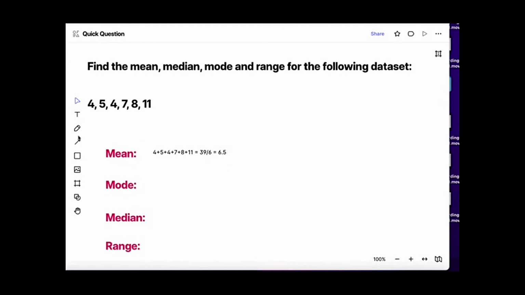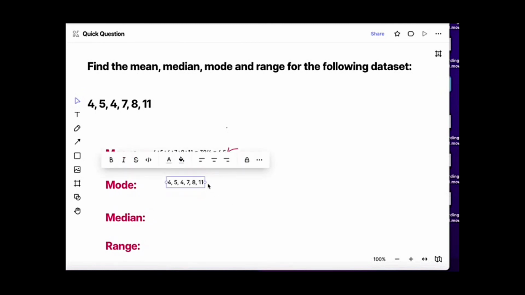All right, let me grab our little crayon so that we know what was the mean, and the mean is 6.5. Now we're going to calculate the mode for the same data set. So what did we say the mode was? The mode is the number that appears the most times. So let's write our data set. You don't have to write it, but just so that we know what we're doing, let's write it here. We got 4, 5, 4, 7, 8, and 11.